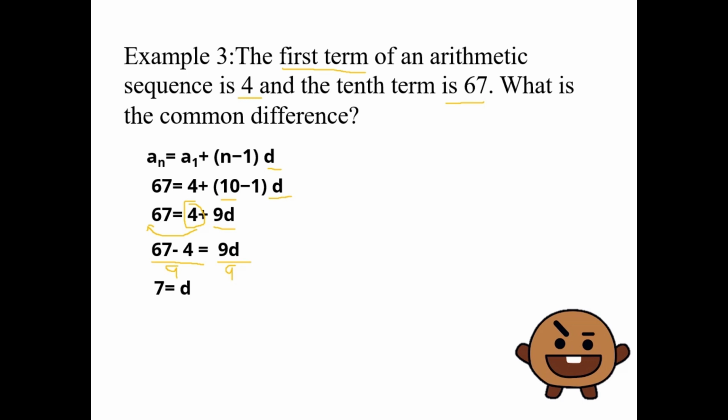67 minus 4 is equal to 63. 63 divided by 9 is 7. And then we cancel that 9 here. Therefore, for our final answer, we have D is equal to 7, or 7 is equal to D. That's for example number 3.